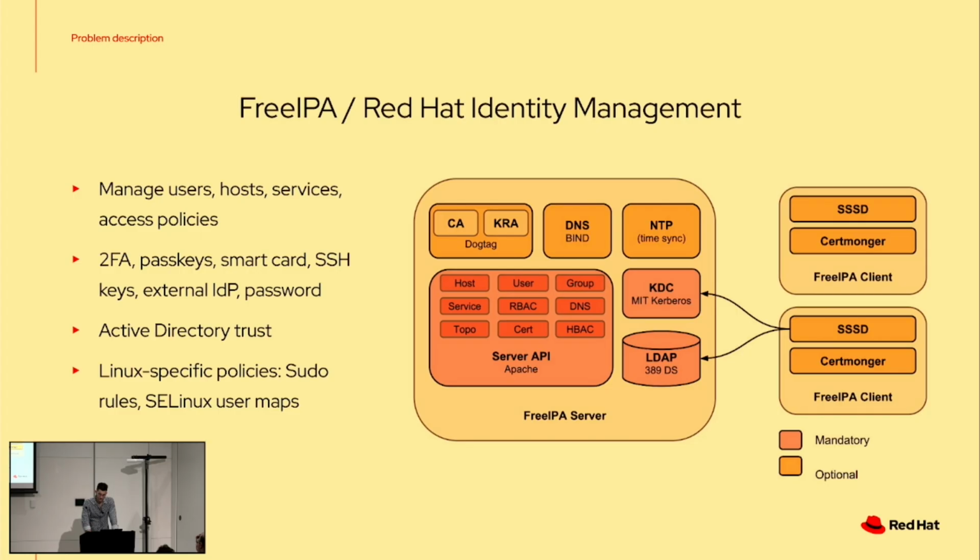So this is FreeIPA. This is available in Fedora, in RHEL, and in Ubuntu, although it's not very actively maintained. It's sort of on a best effort approach for the Ubuntu and the Debian ecosystems.